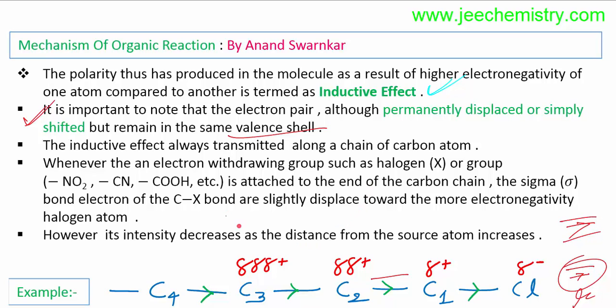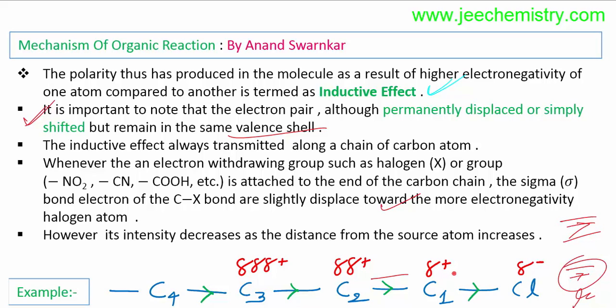Whenever electron-withdrawing groups such as halogens, NO2, cyanide or carboxylic acid are attached to the end of a carbon chain, the sigma bond electrons of the C-X bond are slightly displaced towards the more electronegative halogen atom. The meaning is that when chlorine or any electronegative atom is attached, electrons shift towards the more electronegative atom, and it acquires a delta negative charge because it is more electronegative than the carbon atom.